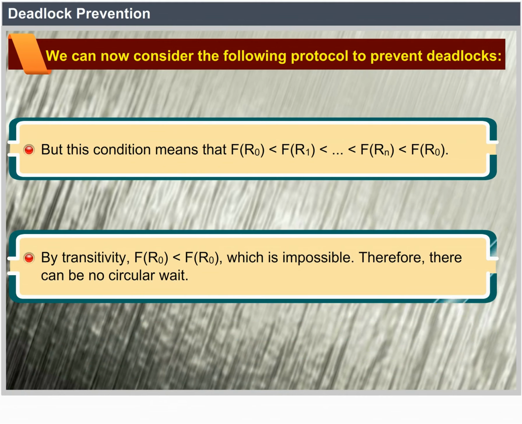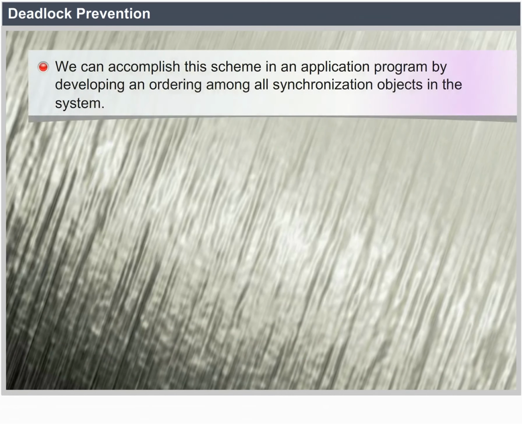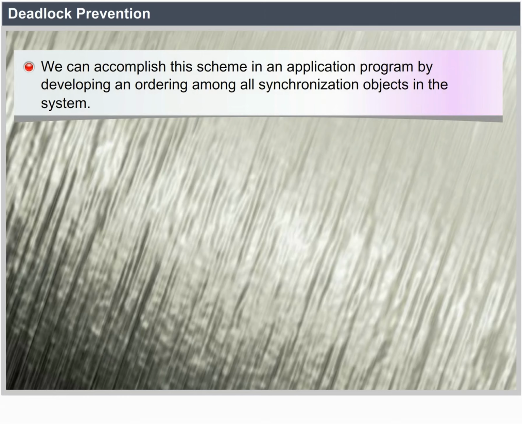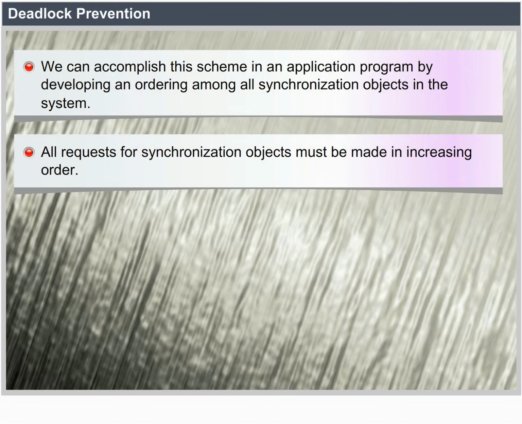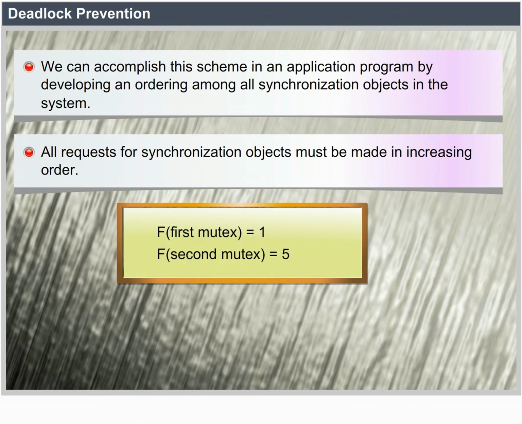We can accomplish this scheme in an application program by developing an ordering among all synchronization objects in the system. All requests for synchronization objects must be made in increasing order. F(first mutex) = 1, f(second mutex) = 5.